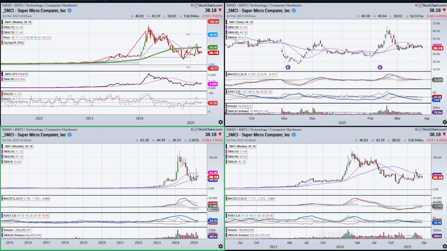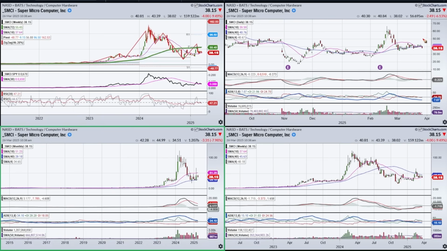SMCI, still struggling with resistance from the 18-month. It tried to poke up there. And then again, look, we got really nice strength to the upside and then a lot of strength to the downside and erased the entire move. That's not what we're looking for. We're looking for strength to the upside and then weakness on the pullback. Not a lot of strength in the sellers. This is a lot of strength in the sellers. So you got to be very careful here.